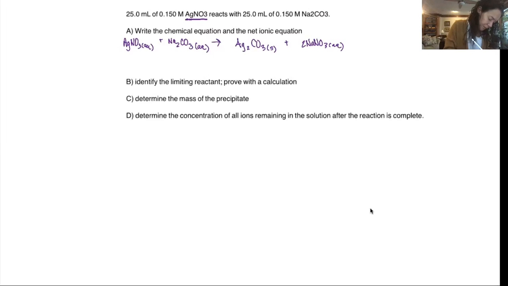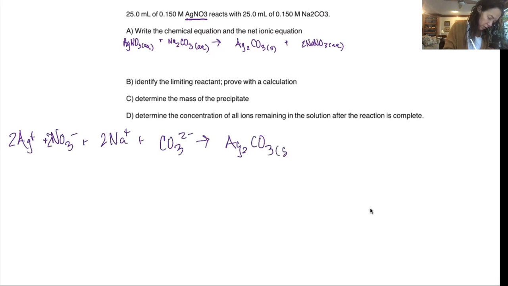Okay, well, I'm going to do this pretty quickly. I'm going to have the silver ions, the nitrate ions. I can already see, guys, I'm going to put a 2 here. I can already see what this will be. Hopefully you can too, right? Basically, what's left over is going to be what forms my precipitate.